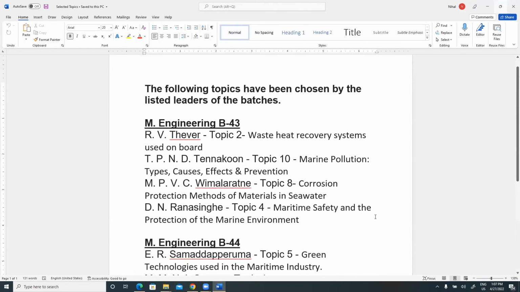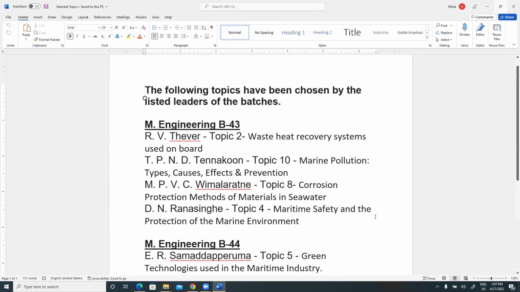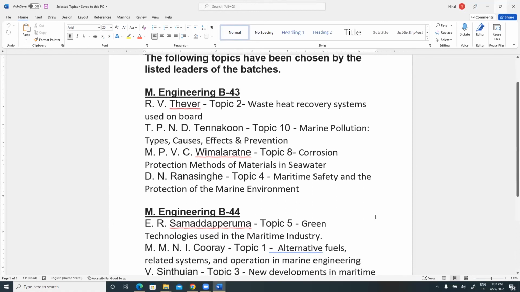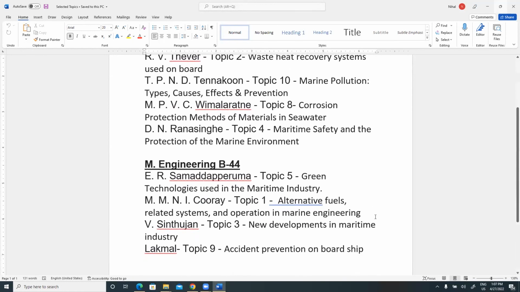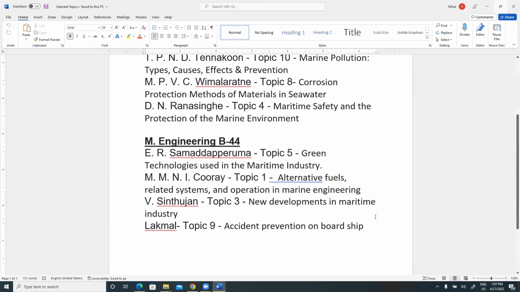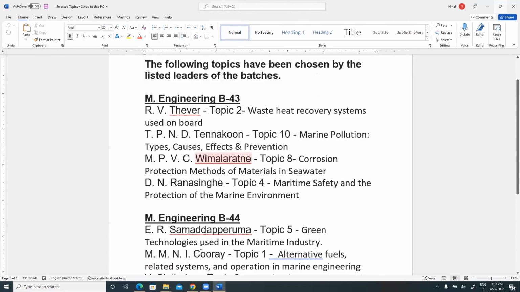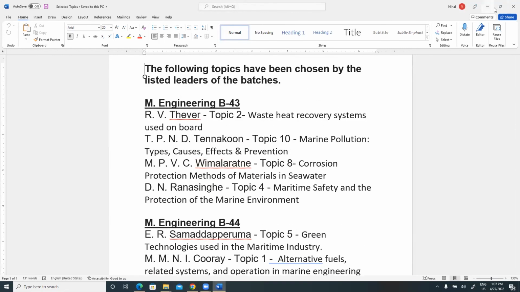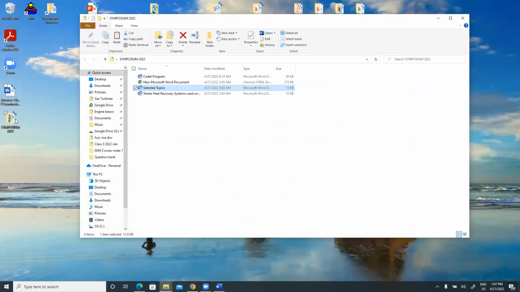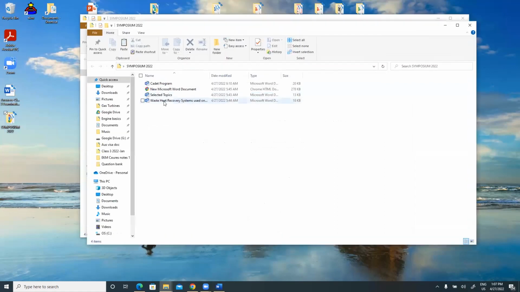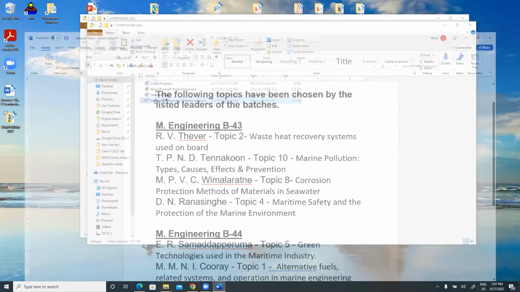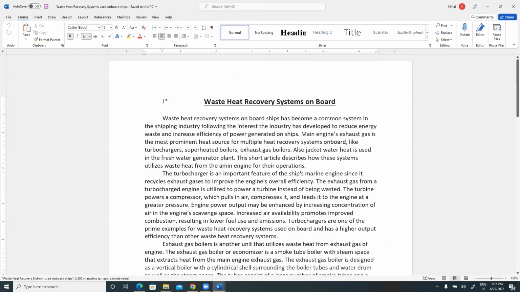Yeah, there are two batches, batch 43 and batch 44. They have just started their basic engineering. These are the topics. I'm not going to read everything. So we have given 8 topics.